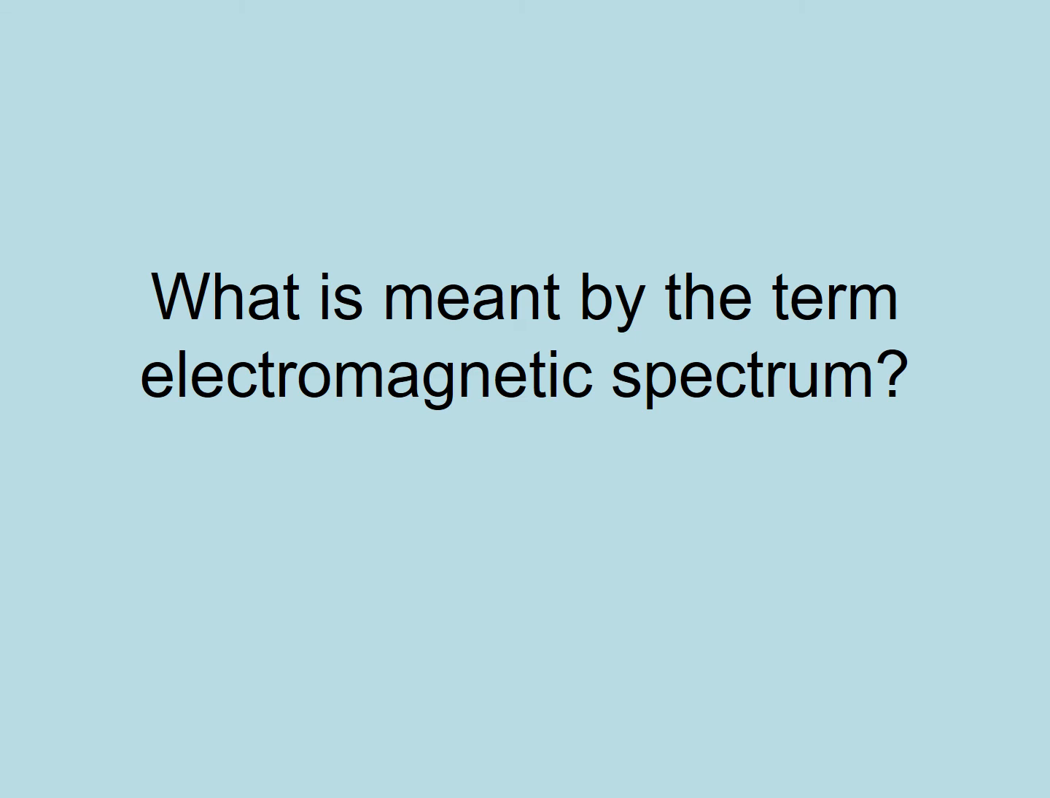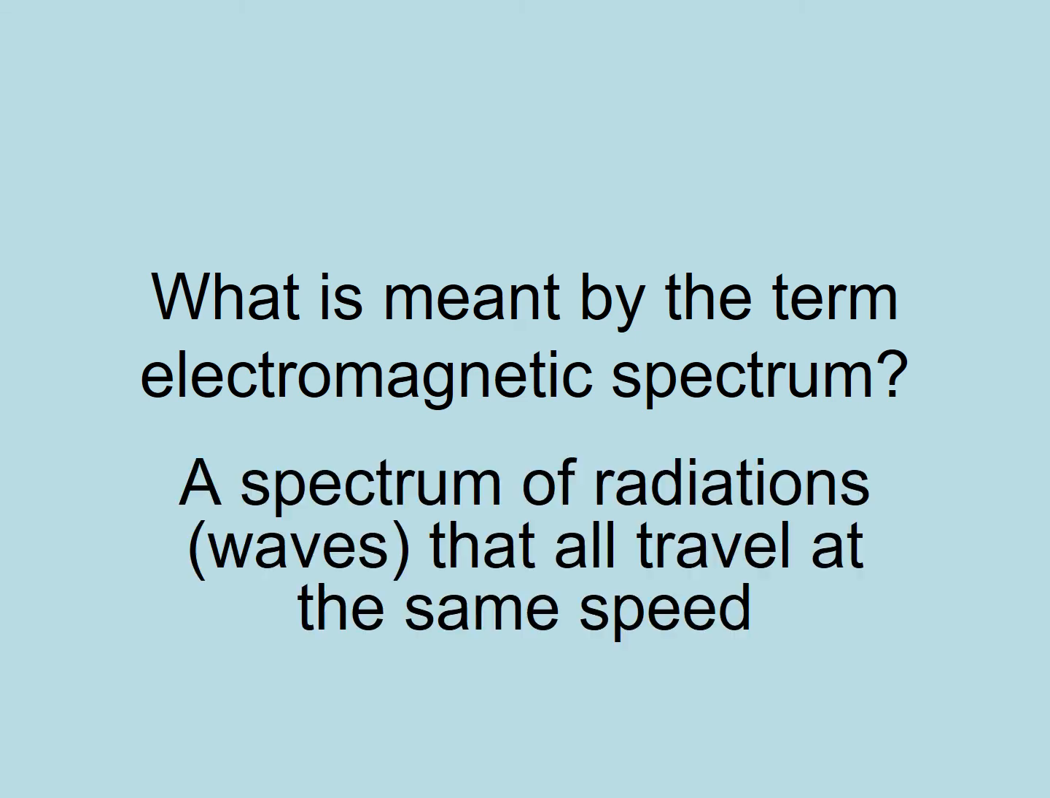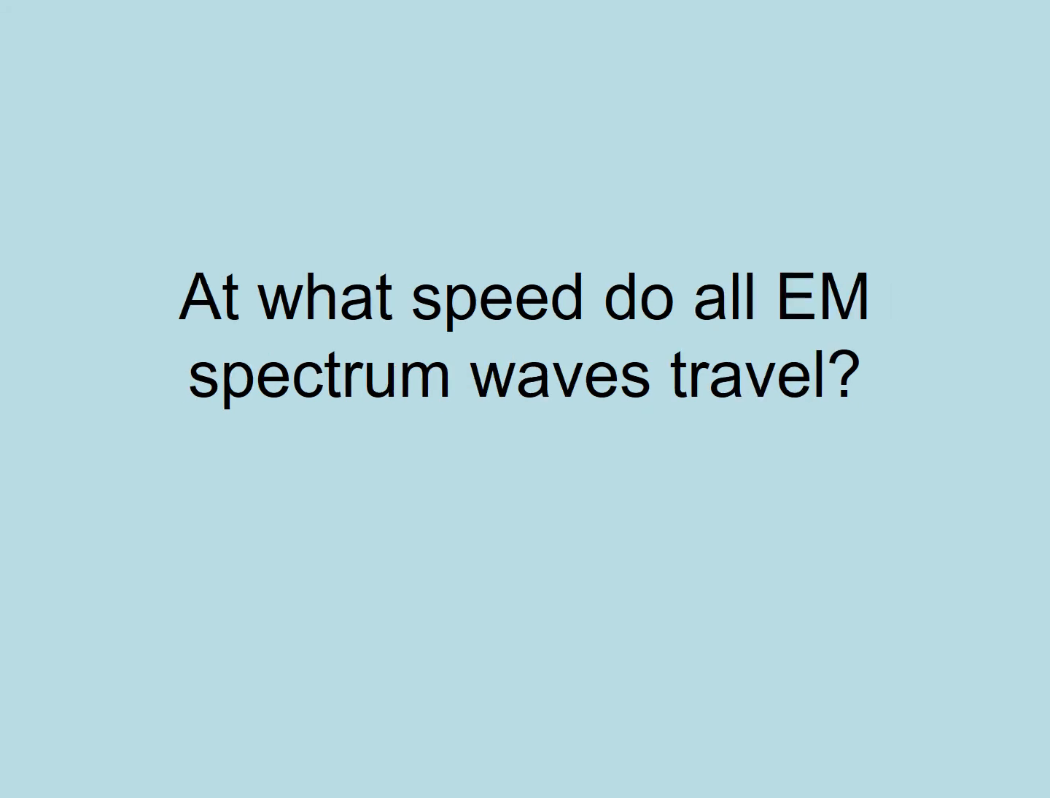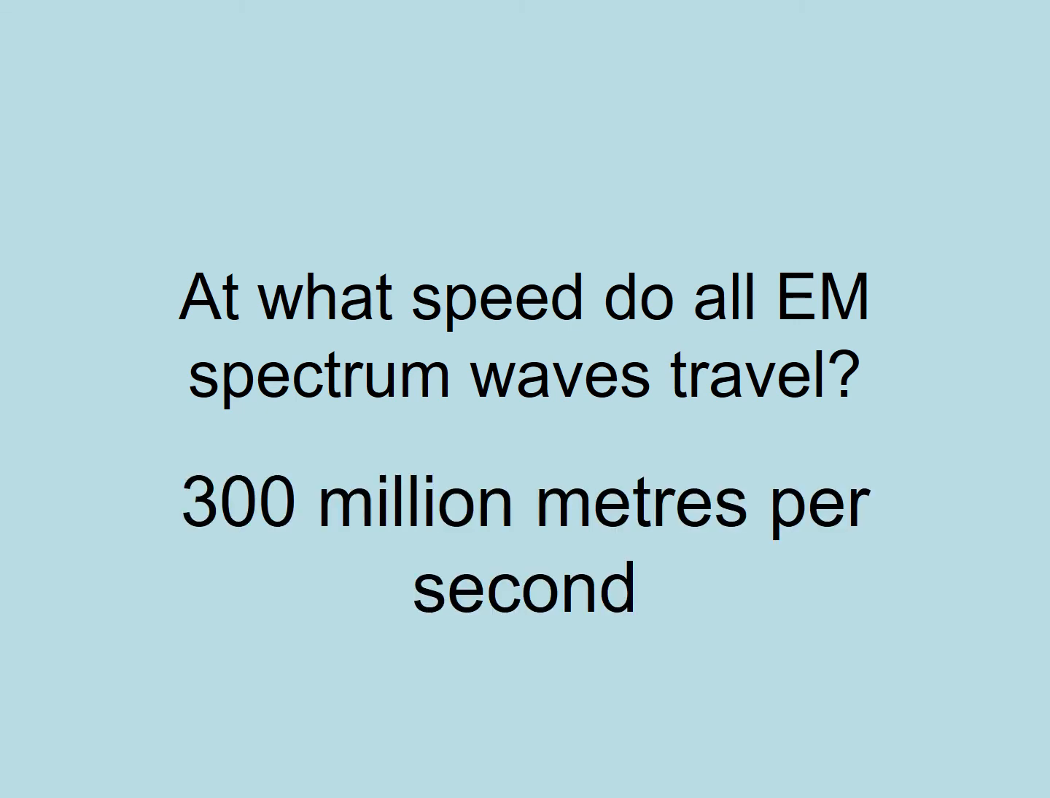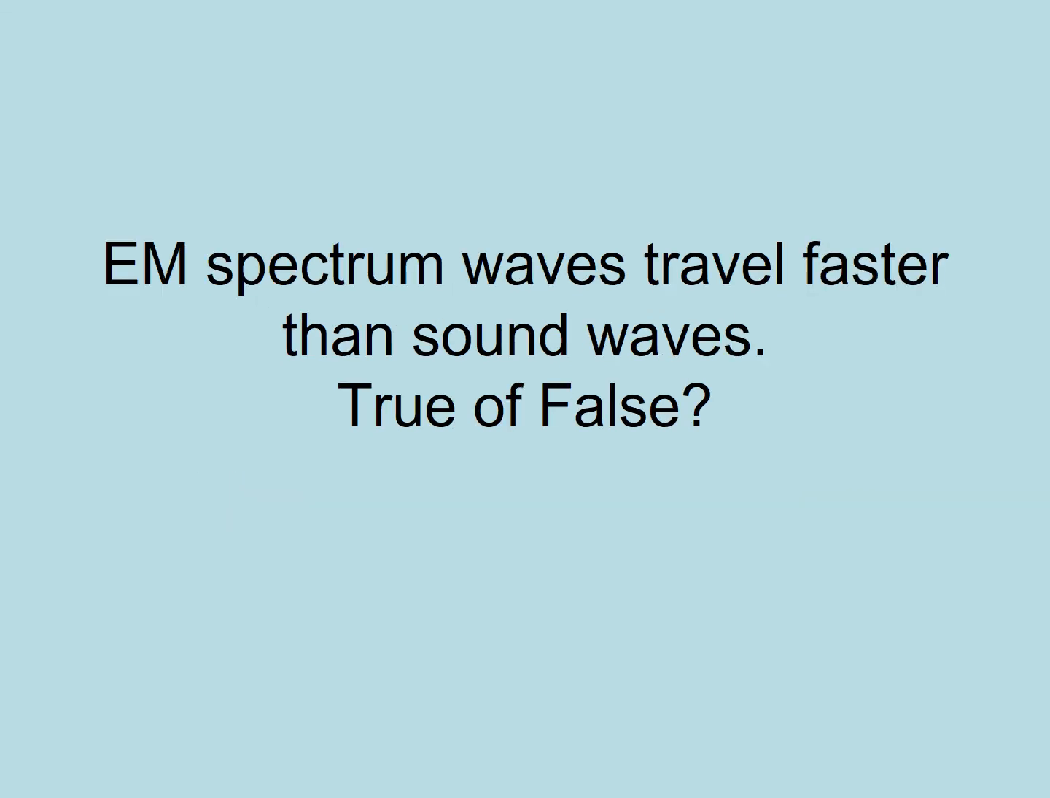Let's have a go again. What is meant by the term electromagnetic spectrum? A spectrum of radiations or waves, a family of waves that all travel at the same speed, which is the speed of light. At what speed do all EM spectrum waves travel? So what is the speed of light? 300 million metres a second. The EM spectrum waves travel faster than sound waves. True or false?